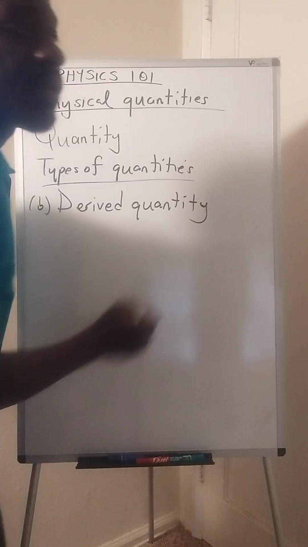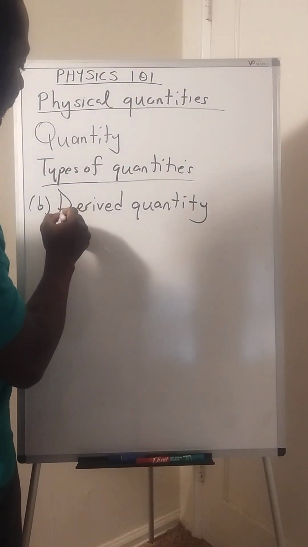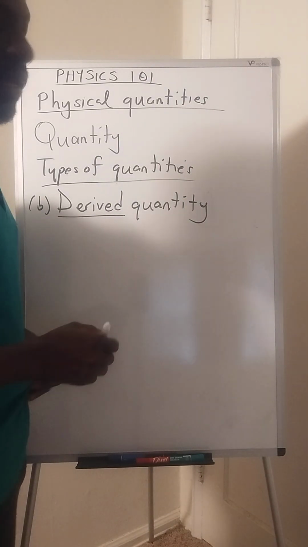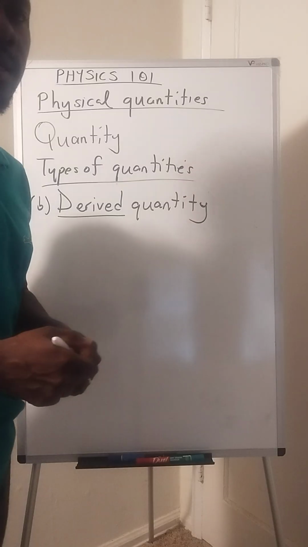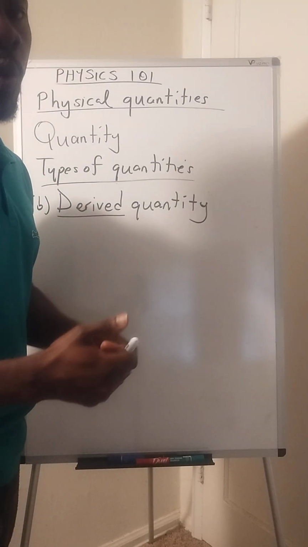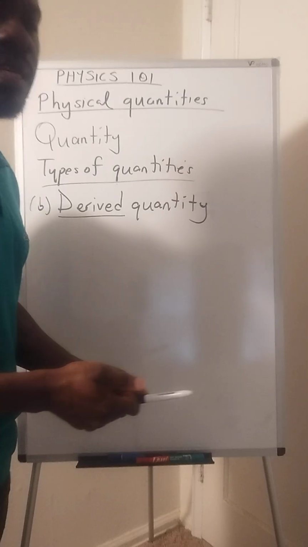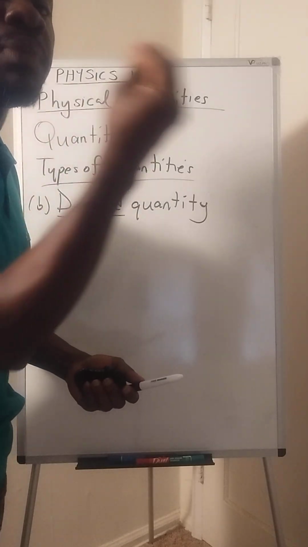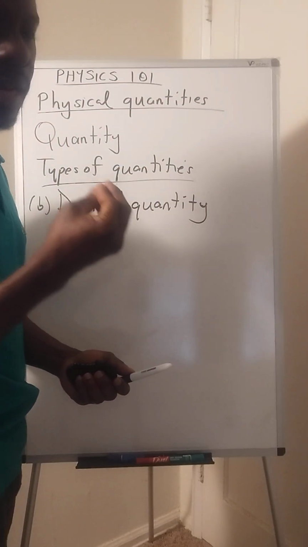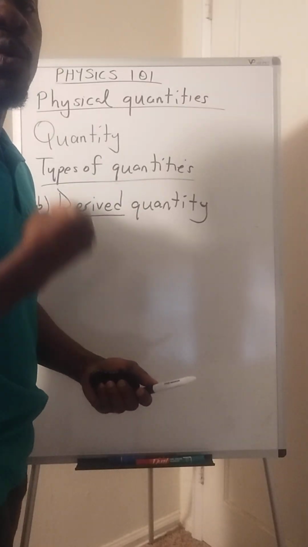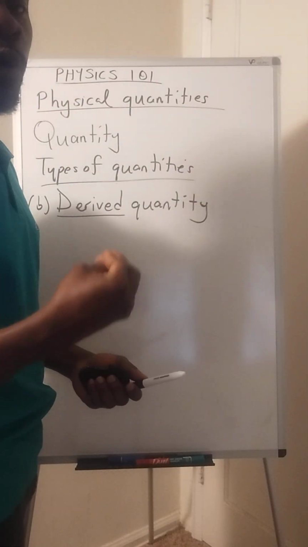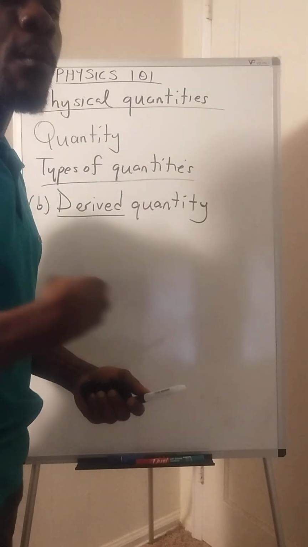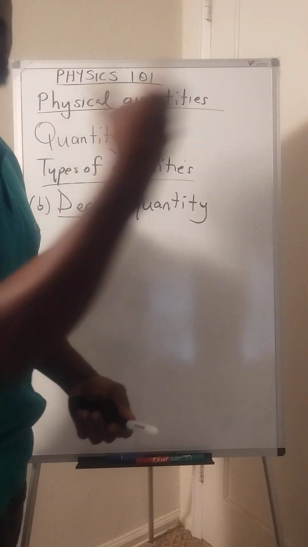Now, as the name even connotes, derived, okay? Derived, it means it's obtained. A derived quantity is a quantity or quantities that is obtained as a result of combining two or more base quantities. I take it again. A derived quantity is a quantity obtained as a result of the combination. Now, by combination, I'm talking of either division or multiplication in order to obtain that quantity.